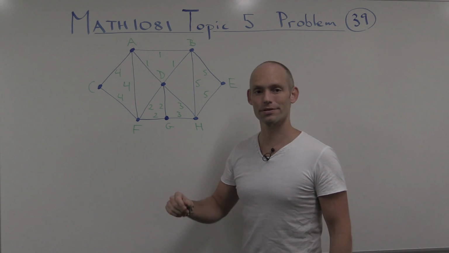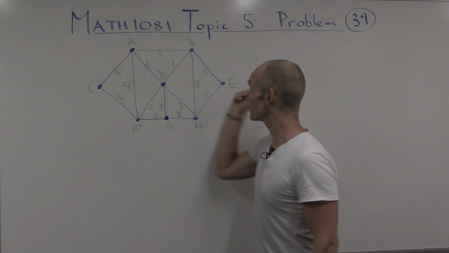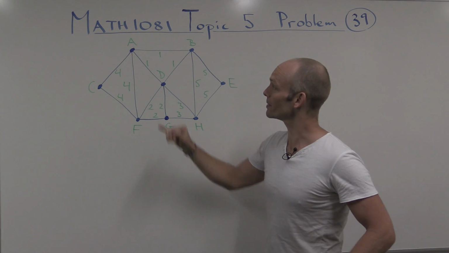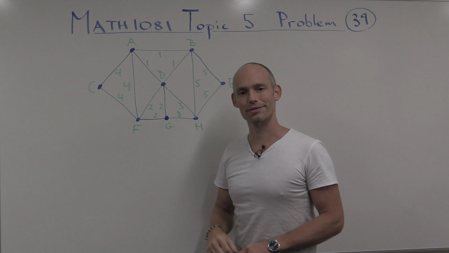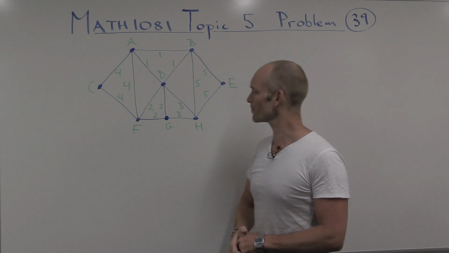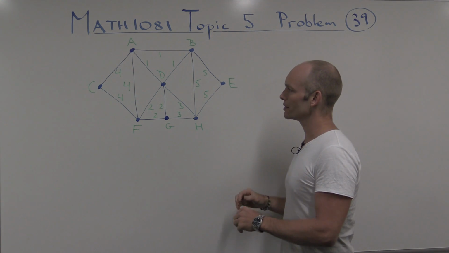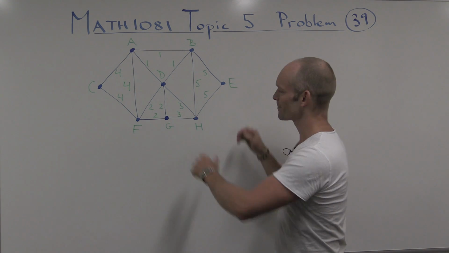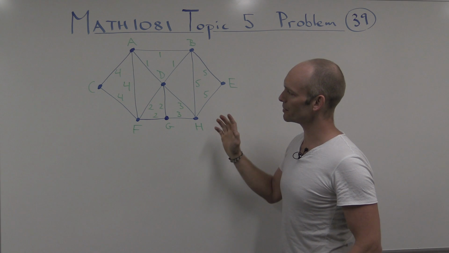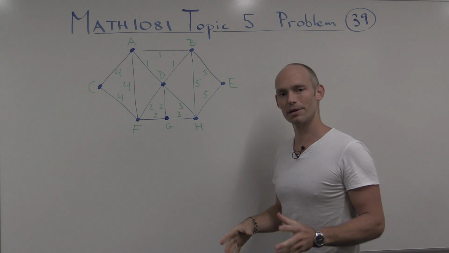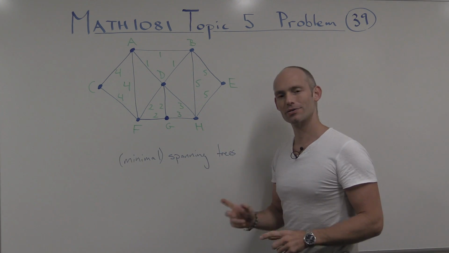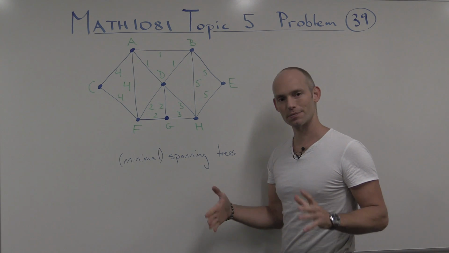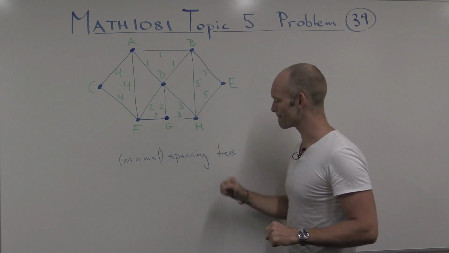My name is Thomas Britz and I'll be looking at this problem here, problem 39 from topic 5, which is all about graph theory of the course Discrete Mathematics or MATH1081. In this problem, we're going to look at this graph, and we're interested in spanning trees that are minimal in some sort of sense. Actually, we'll be looking at two types of minimal spanning trees, the minimal spanning trees and a variation of that.